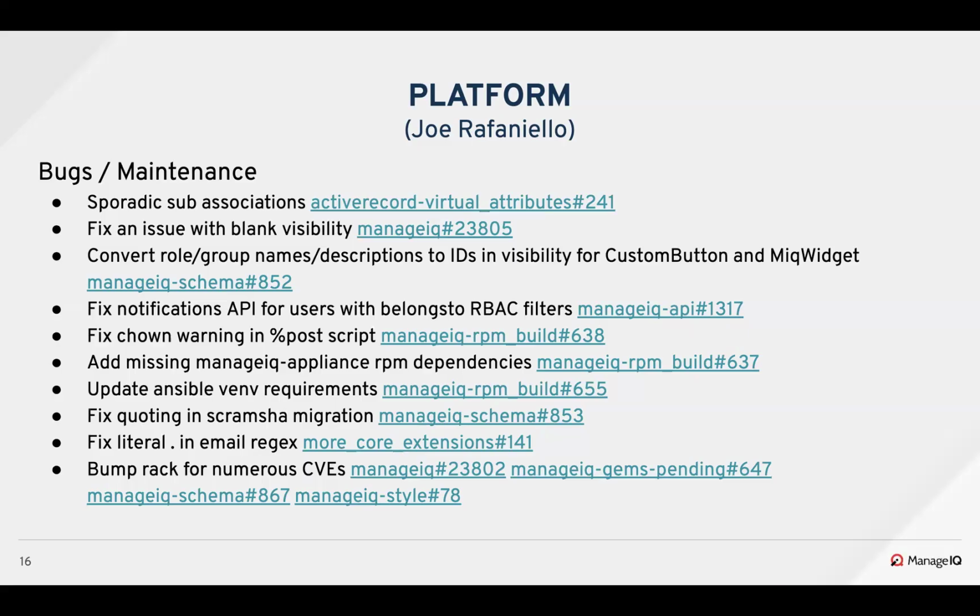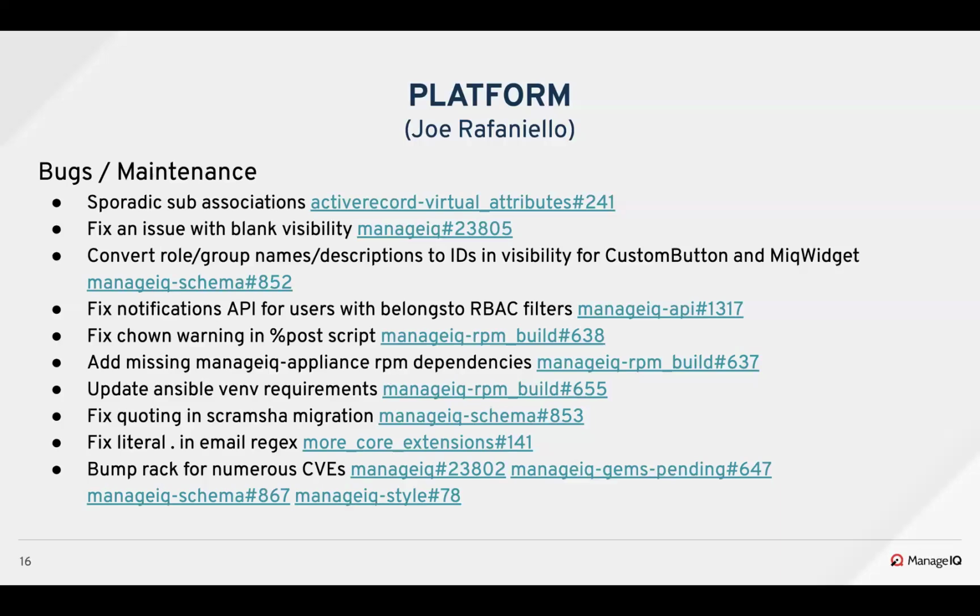Brandon fixed the chown warning in the post script in the ManageIQ RPM build. He also added missing ManageIQ appliance RPM dependencies in RPM build. Jason updated the Ansible venv requirements in RPM build. He also fixed quoting in the SCRAM-SHA migration in schema.